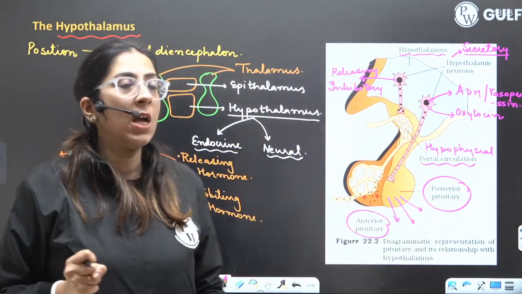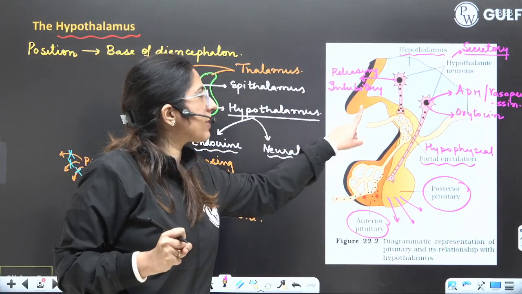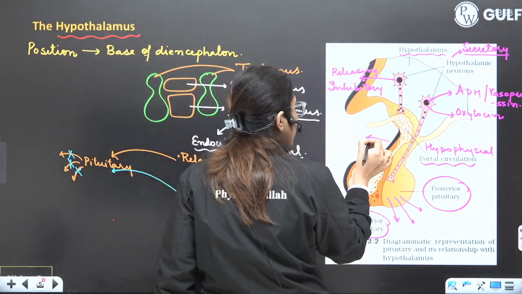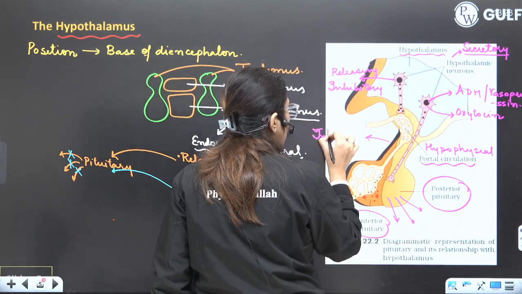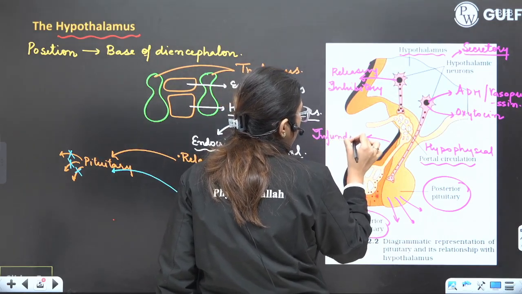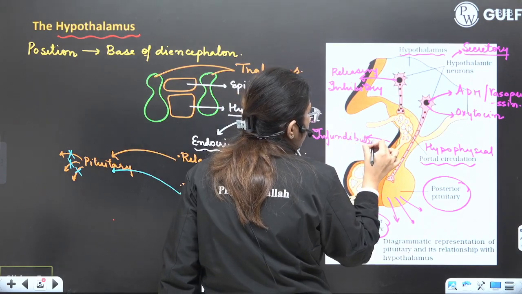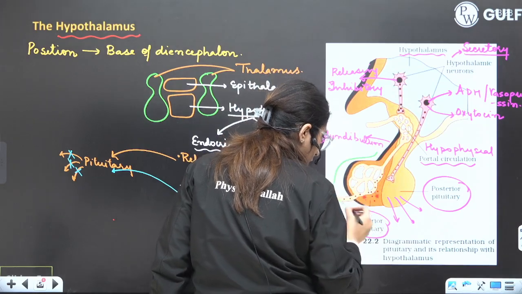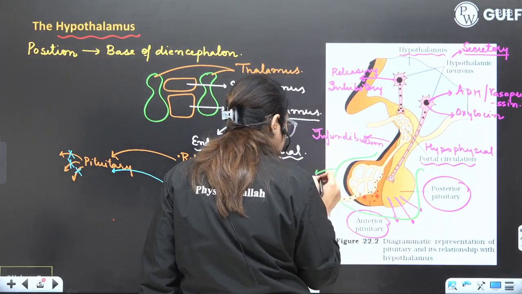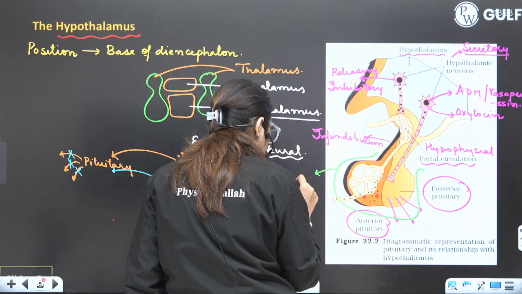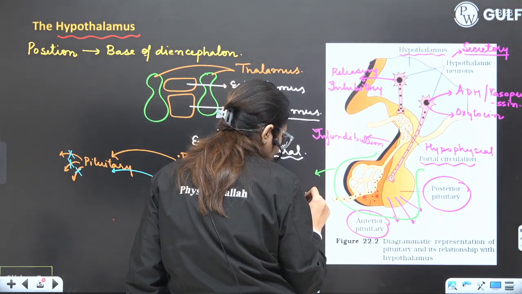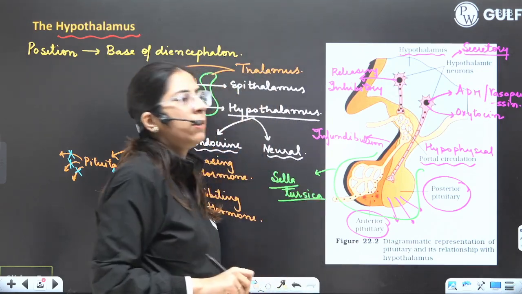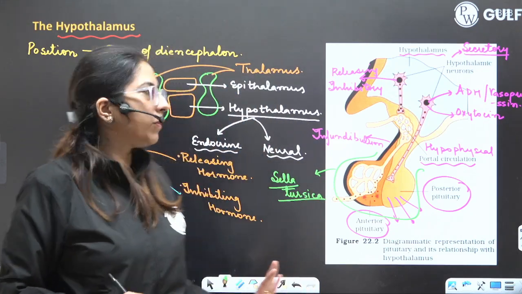Done? Clear? Now this pituitary, you can see, is attached to the hypothalamus with the help of this stalk. And you know the name of the stalk? Infundibulum. And this is present in a cavity of the bone, termed sella turcica. Sella turcica cavity. Done? Hope this is clear till now.